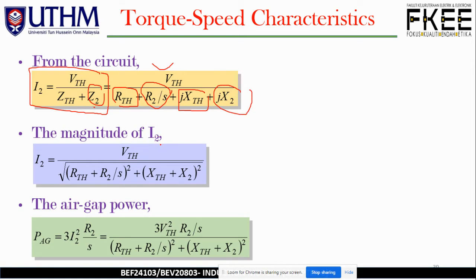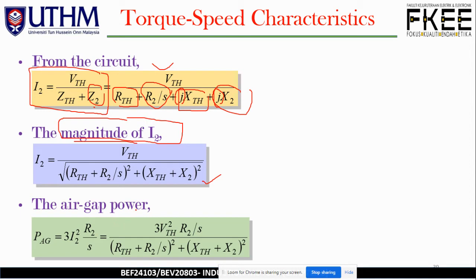And then for the magnitude of I2, we try to eliminate the imaginary part of the impedance, which is j, just like what we have done earlier in the derivation. So to get the magnitude of I2, we have VTH over the square root of RTH plus R2 over S squared plus XTH plus X2 squared. You can try on your own to derive the equation in order to obtain the magnitude of I2.